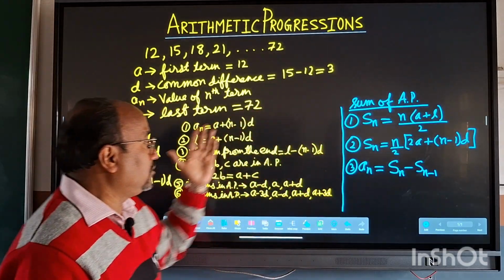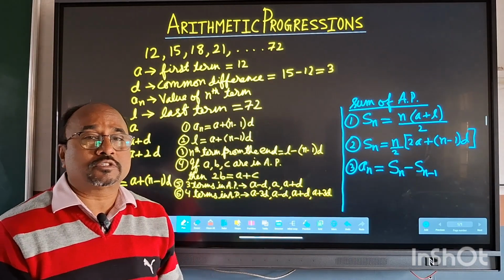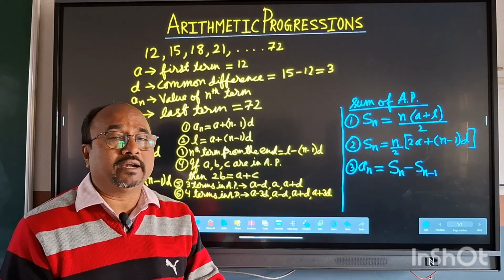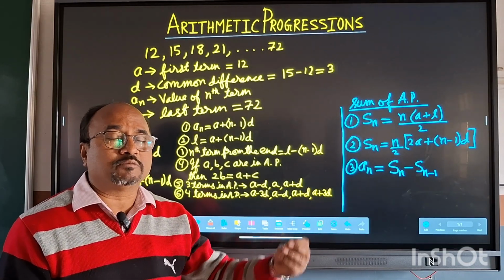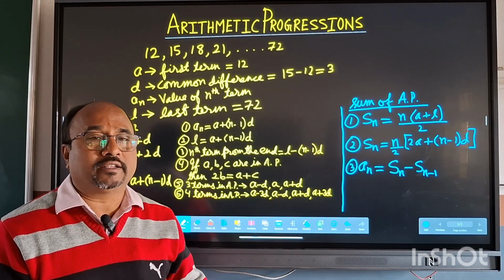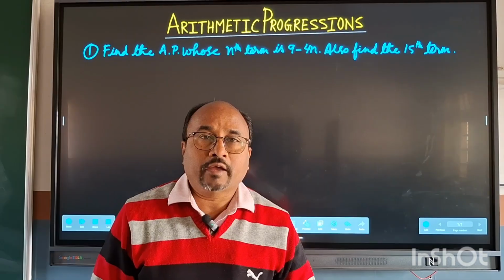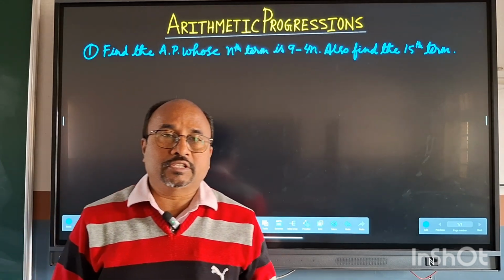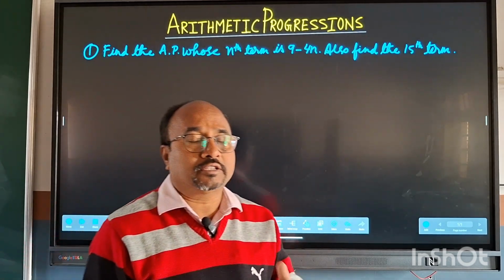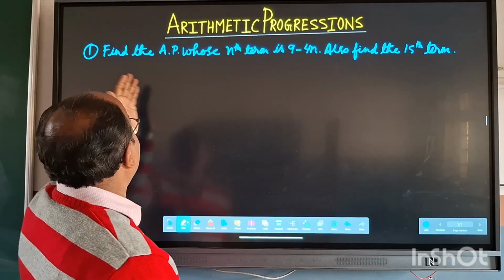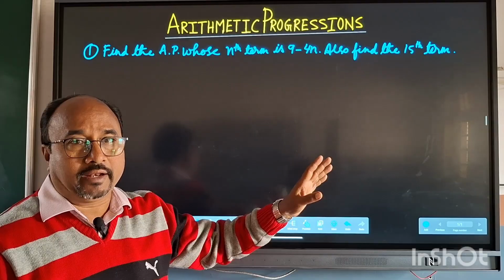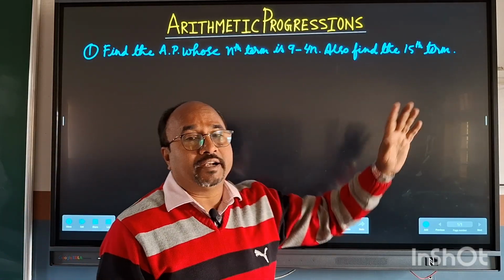So all these formulas will be used in doing the exercise of AP based on the terms and sum of the terms. Some of the sums I will take and explain the application of these formulas to get things clear. So I come up with a sum which is just to explain the basics of arithmetic progression. Take a look at the sum. Find the AP whose nth term is 9 minus 4n. Also find its 15th term.